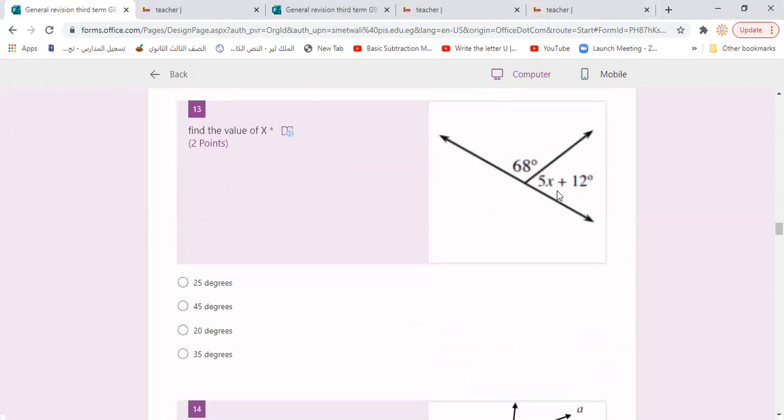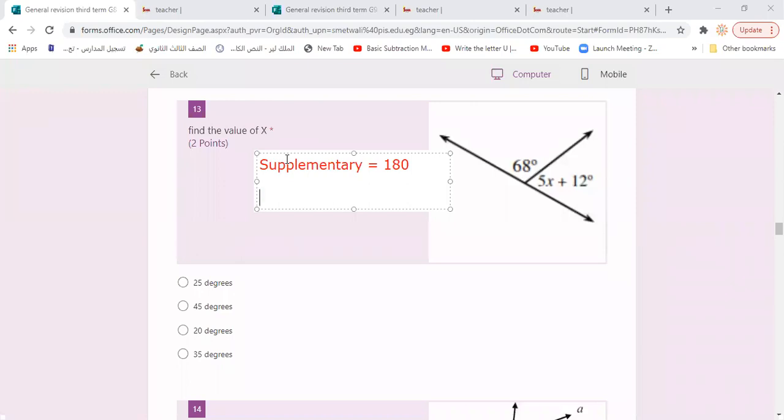What is the relation between the two angles which we have here now? They are what? What is the relation? Supplementary. Yes, they are supplementary. Very good. And supplementary means that their sum equals 180 degrees.